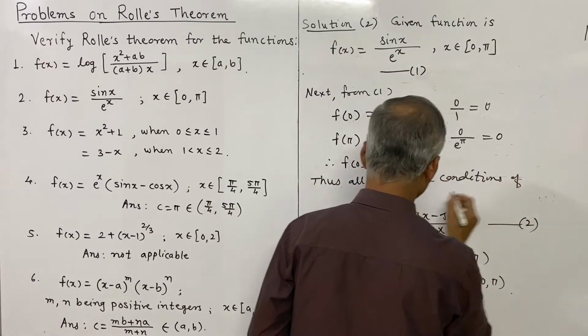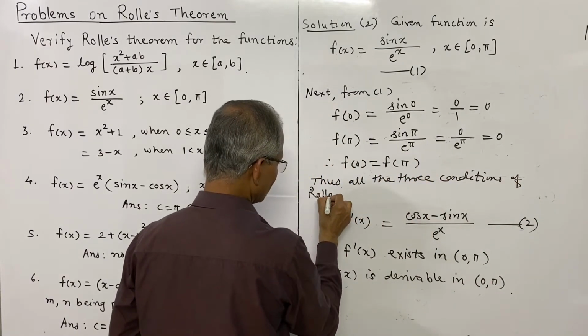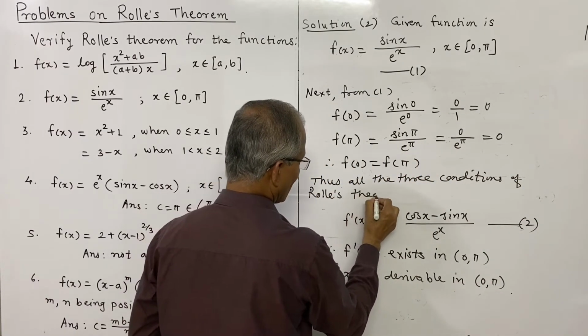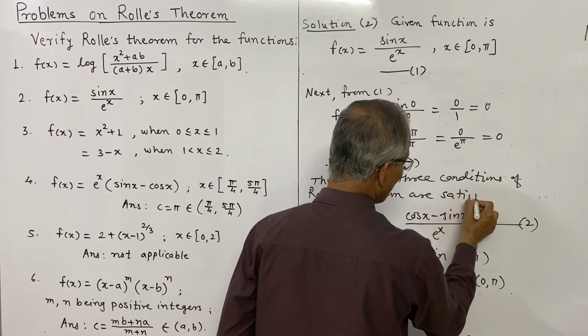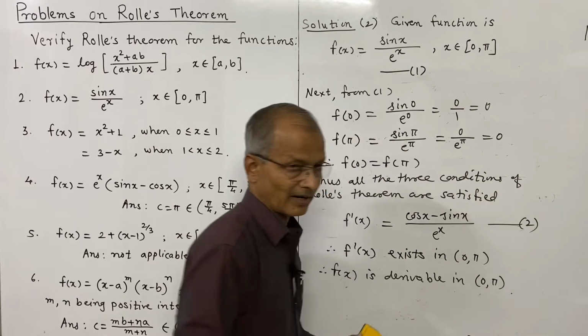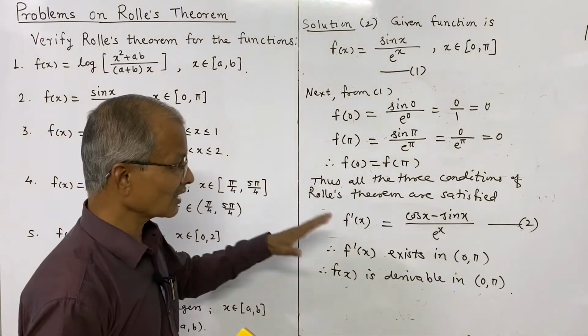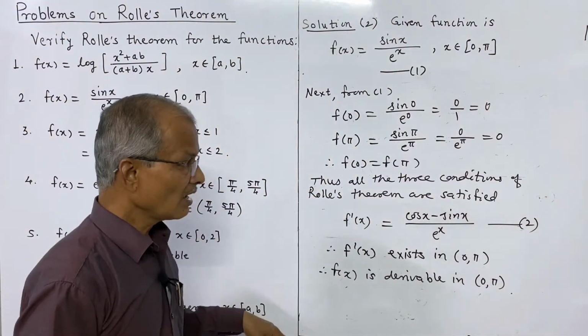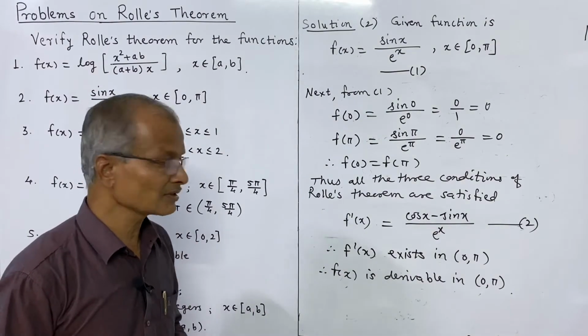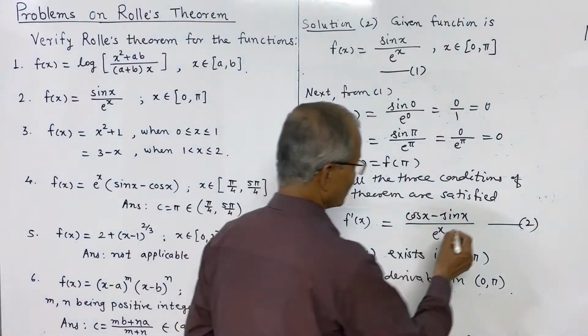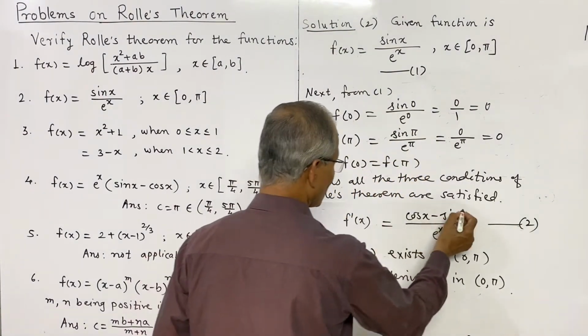Thus all the three conditions of Rolle's theorem are satisfied. We are not saying that the theorem is verified. It is yet to be verified. First check the three conditions, and then if these three conditions are satisfied, then the theorem assures that there exists a value c. So I shall write now below.